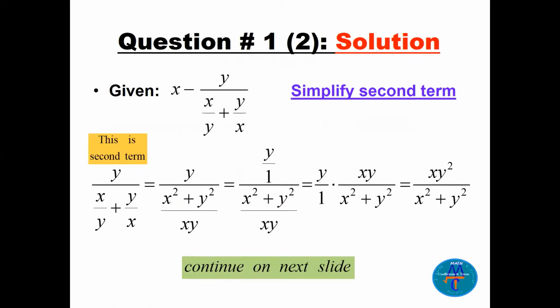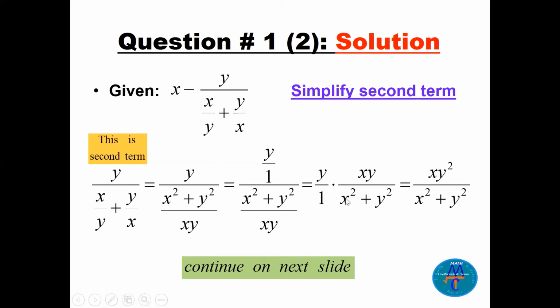We can start here. This is question 1, part 2. Simplify the second term. This one, second term. So this is the second term. I'm just stressing the idea here. Y over this. See, here I can add, you see, the LCD xy, multiply x and x up and down here. So get x squared. Here multiply y and y, you get y squared. Easy fractions. All right. So we have y over 1 divided by this one, x squared plus y squared over xy.